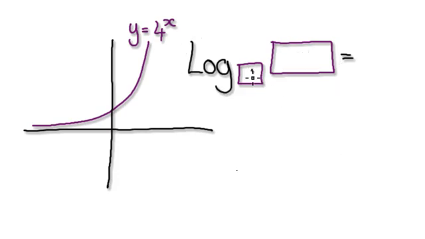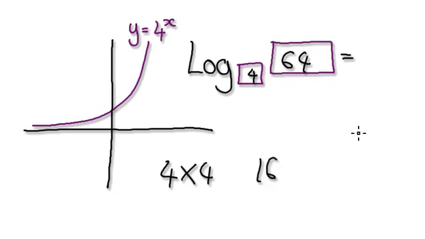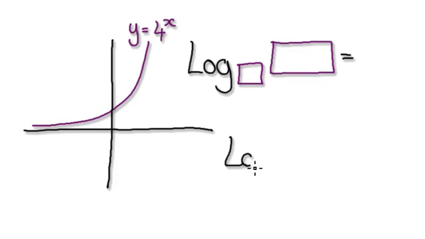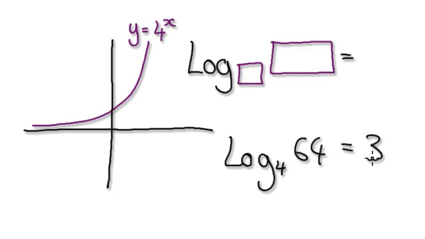So think about it. What does it equal here? Well, you just got to search around. 4 times 4, so 4 squared is 16, and then just play around with it, and the answer here would be 3, because 4 times 4 times 4 will be 64. So if you're given log base 4 of 64, the answer would be 3 here.